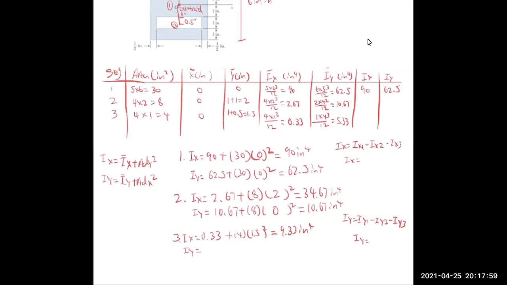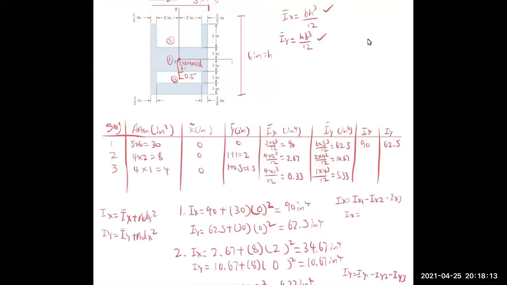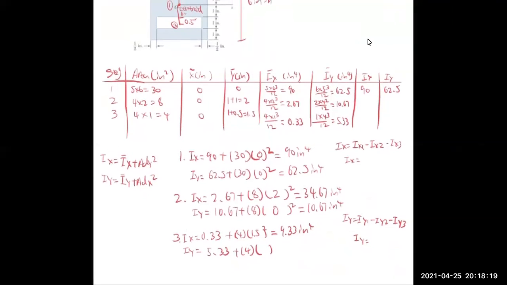And then for the Iy, that will be 5.33 plus area 4, multiplied by the dx. Well, we know they're along the same y-axis, which means they will not have a dx. So that'll be 5.33 also. All right, and then just fill that into the table: 34.67, 10.67, 9.33, 5.33.